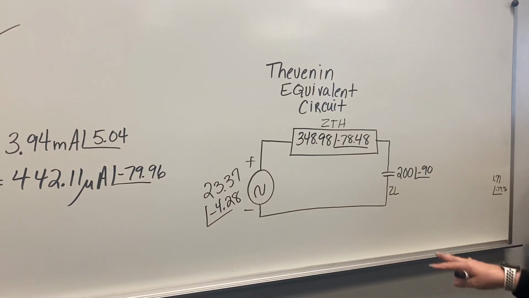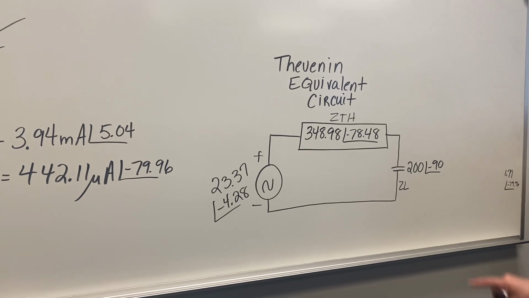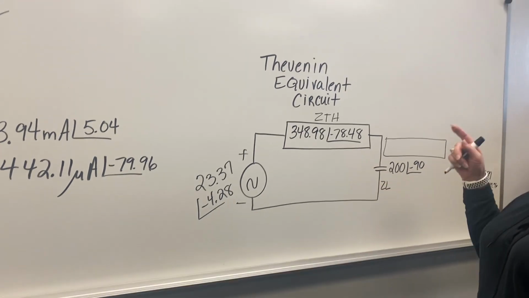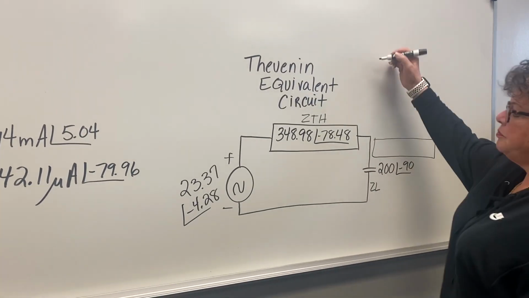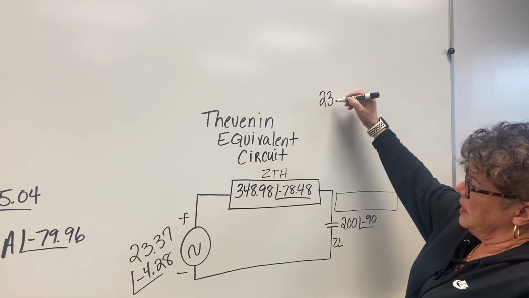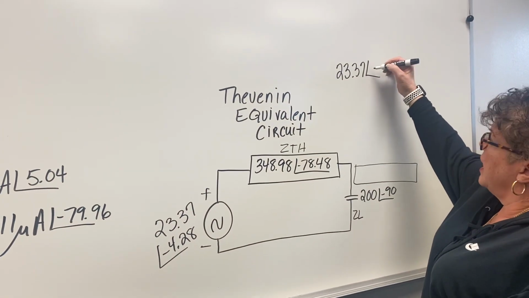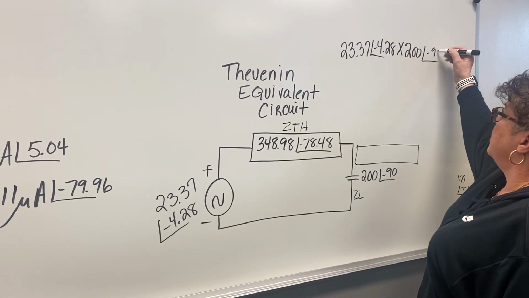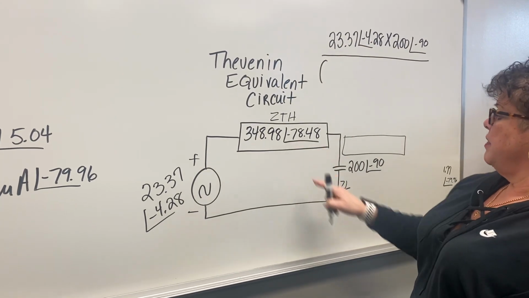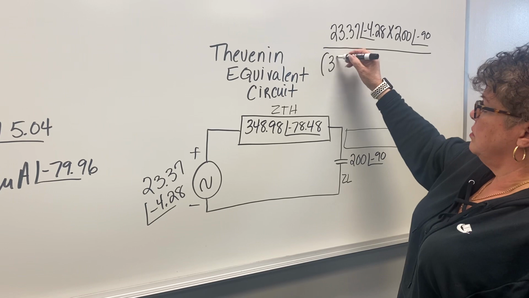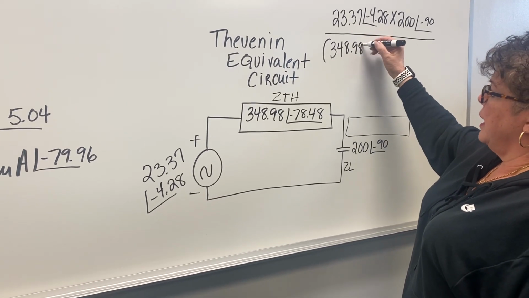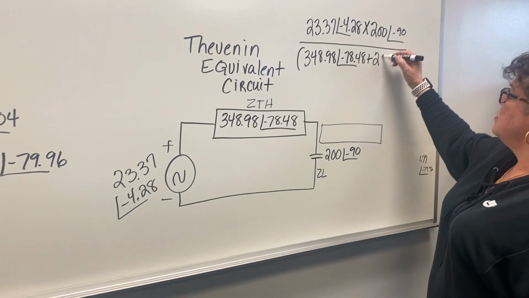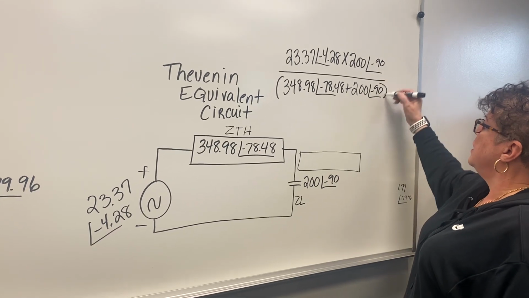So now we have completed, this is plus to minus because it was a positive. We have completed our Thevenin equivalent circuit. The last thing we need to do is get the voltage across this load within the Thevenin equivalent circuit. And we can just use the voltage divider rule. We got 23.37 at an angle of negative 4.28 times 200 at an angle of negative 90, divided by this plus this, which is our Z total, 348.98 at an angle of negative 78.48 plus 200 angle of negative 90.